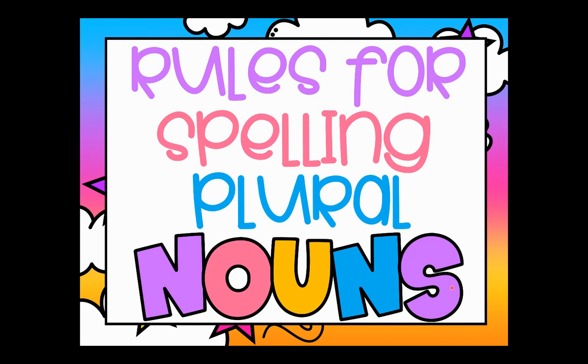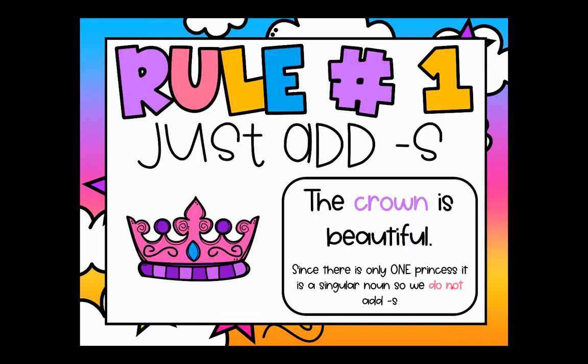Here are some rules for spelling plural nouns. Rule number 1, just add S. Now first, let's go back to a singular noun. Here's a crown on this page, just one. So we would say, the crown is beautiful. Since there's only one, we do not add anything to the end of this word.